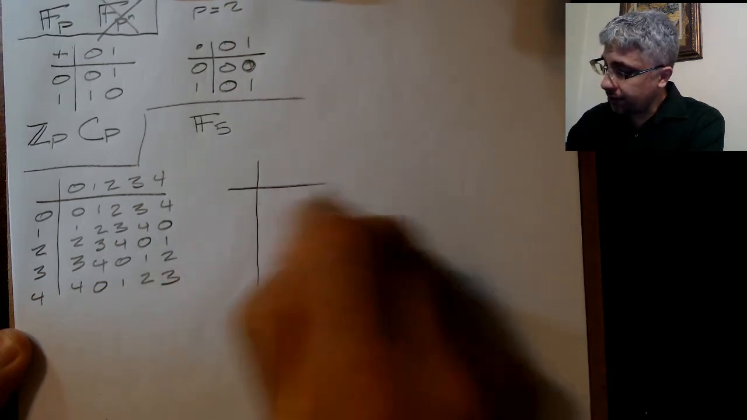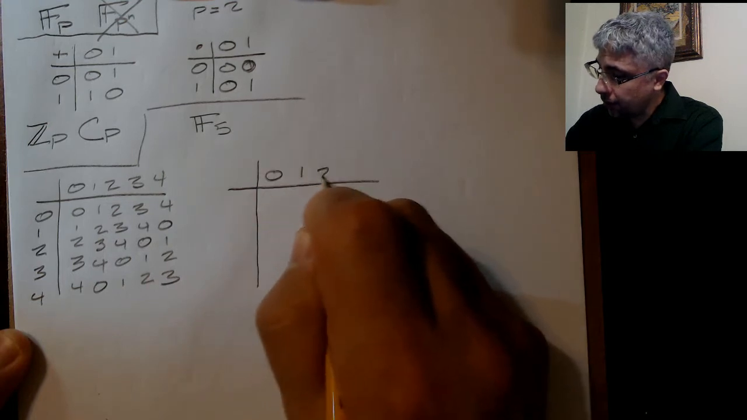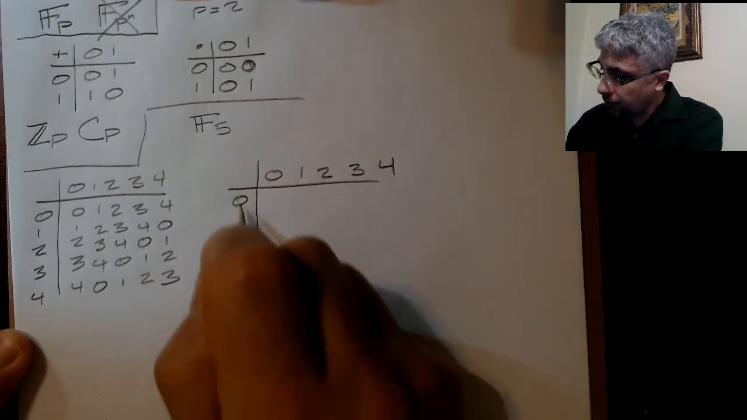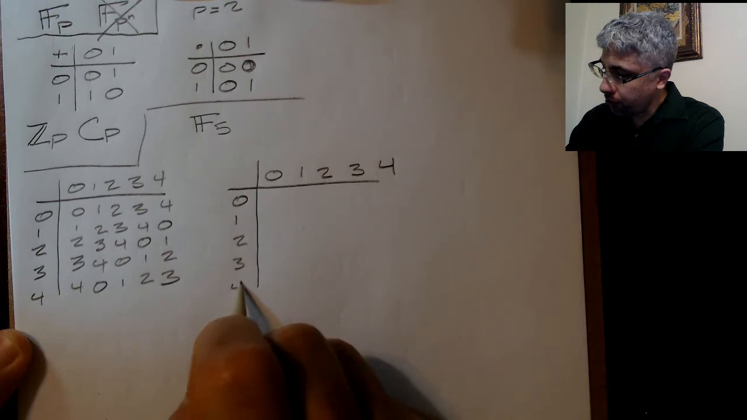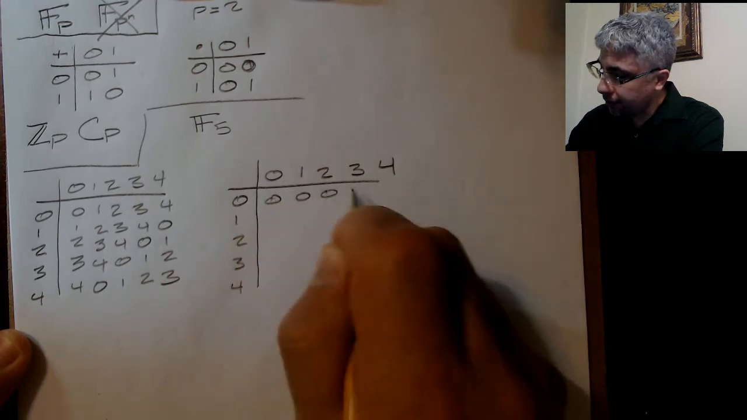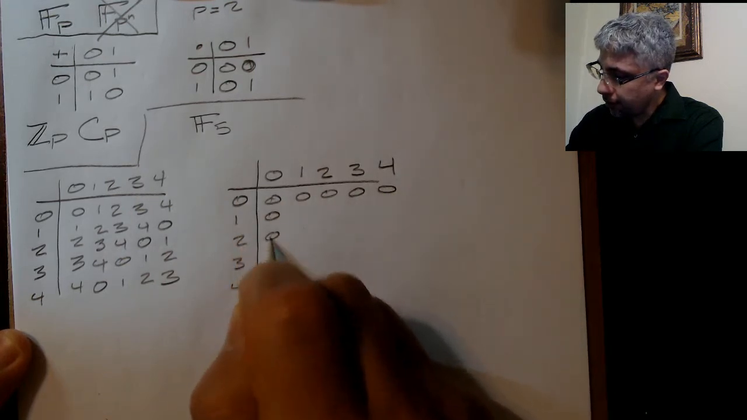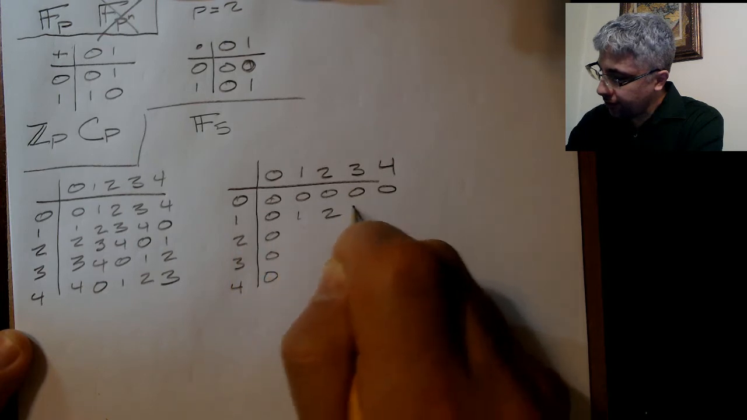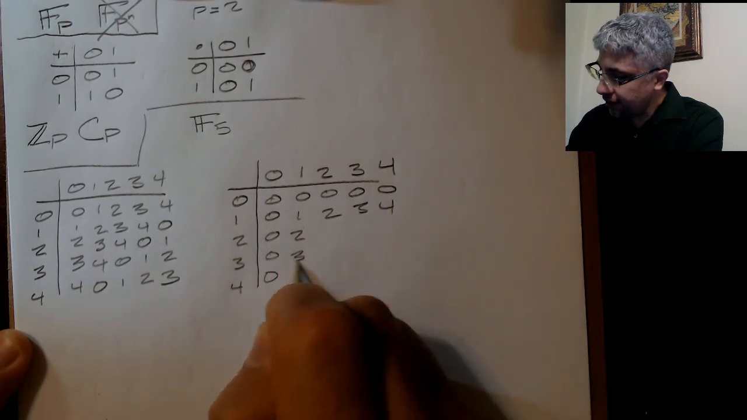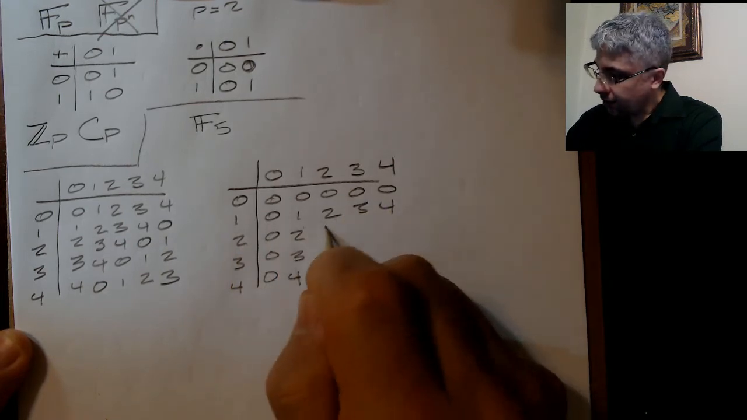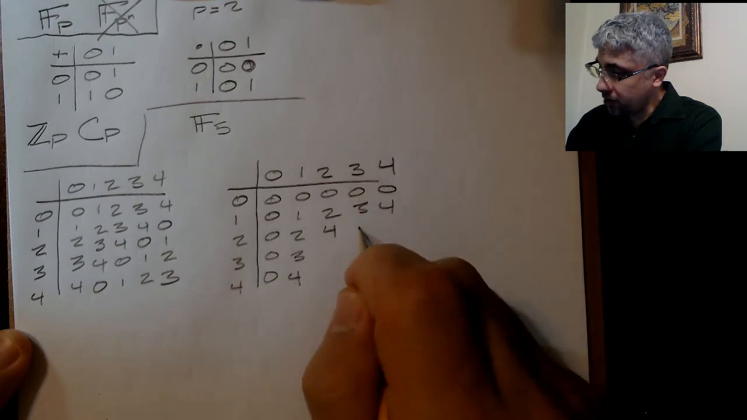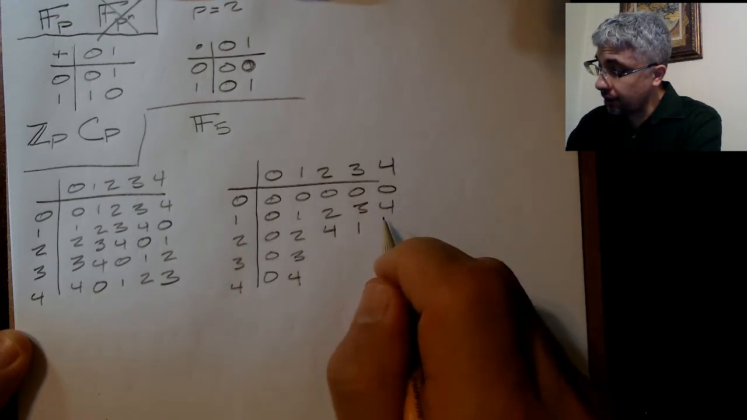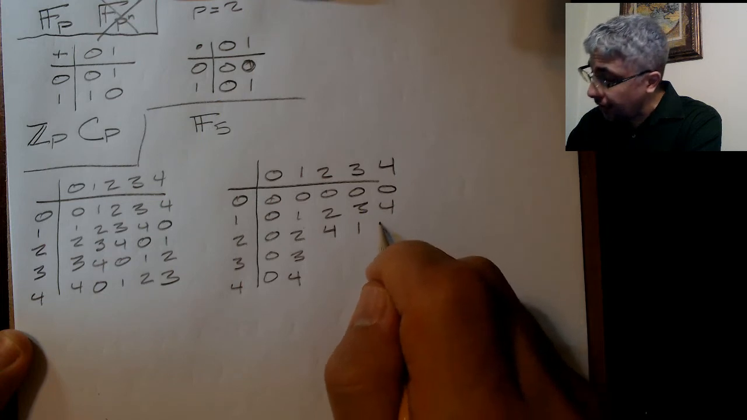And when it comes to multiplication, well, the first row and column are going to be kind of simple here. And the next row and column are going to be kind of simple here, right? And now we have 2 times 2 is 4, 2 times 3 is 6, which is 1, and 2 times 4 happens to be 8, which is 3.